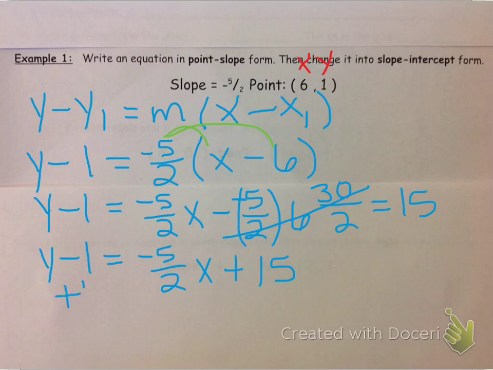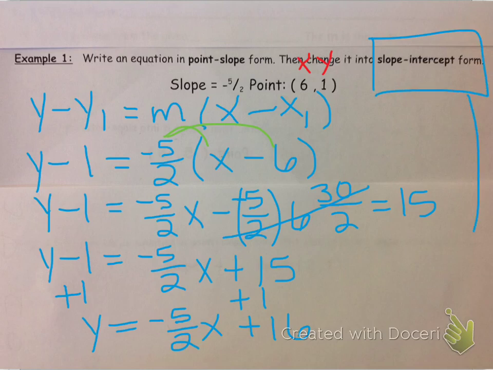Now all we need to do is add 1 to both sides. Now we have our y equals negative 5 over 2x plus 16. This is our slope-intercept form. You go ahead and try example number 2 on your own.